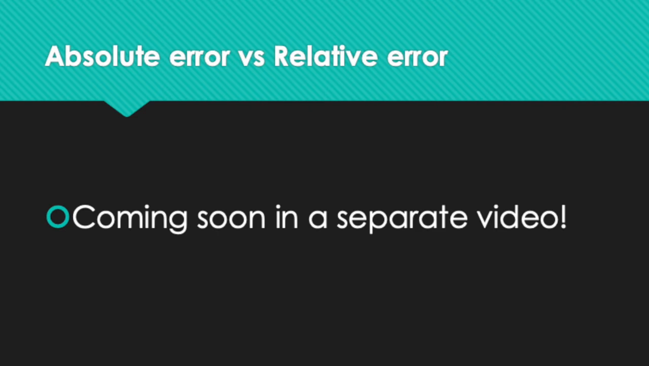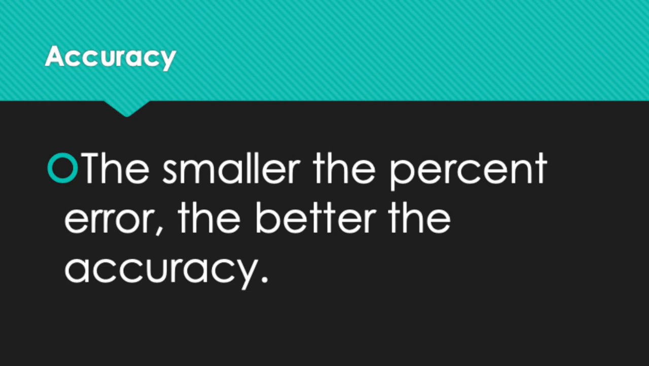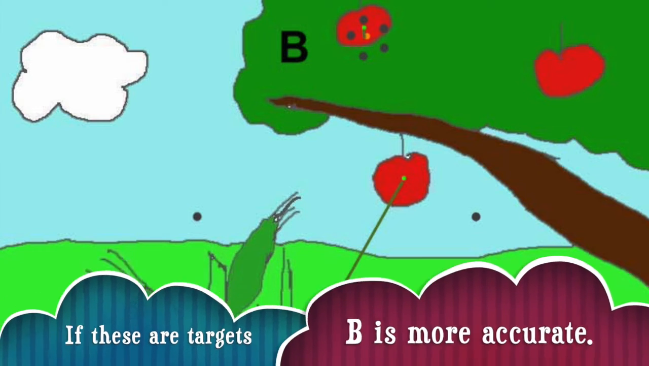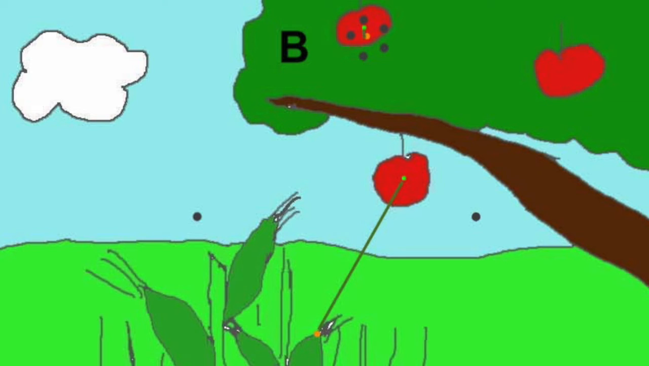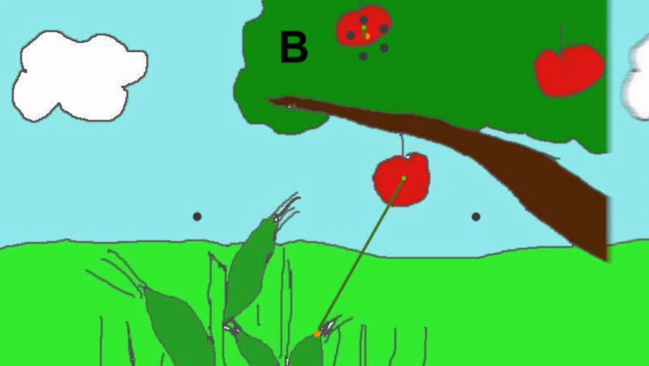So it's useful to express your error as a percent. And remember that smaller numbers are better when it comes to error. The smaller the percent error, the better the accuracy. So if B we're aiming for the left upper apple and C we're aiming for the lower apple, then B would be more accurate. However, let's go to the surprising case where B was actually aiming for the right-hand apple and C was aiming for the corn ear.